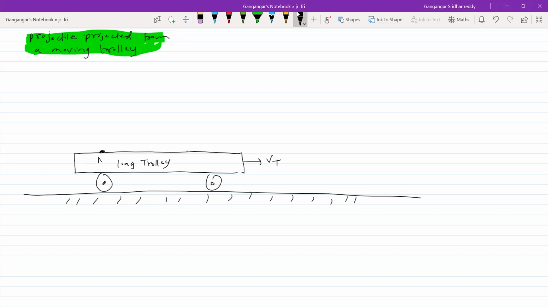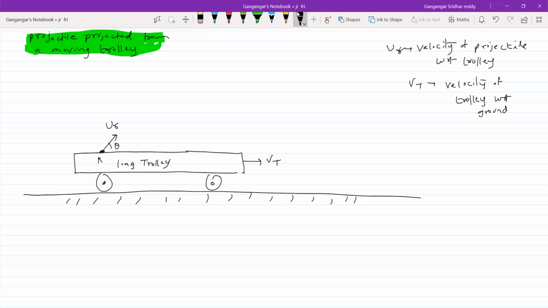I'm projecting from a point A with a speed UR at an angle theta. What do you mean by UR? UR is the velocity of projectile with respect to trolley. What is VT? Velocity of trolley with respect to ground. Okay, fine. So first you should have these symbols and a proper idea.